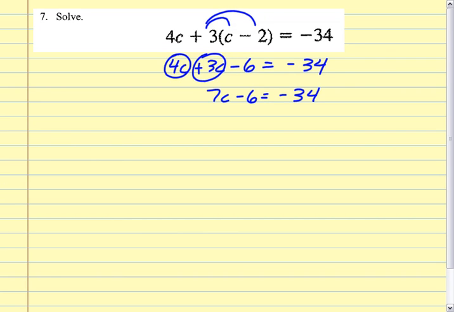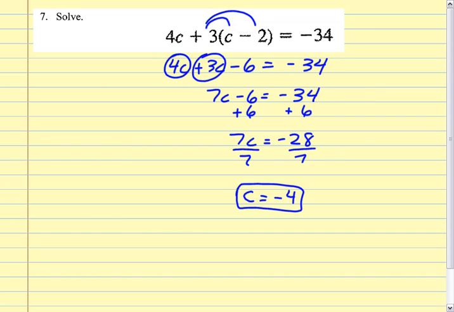And now let's cancel out negative 6. Okay. Add 6 to both sides. Add 6 to both sides, and what do I get, Parker? 7C equals negative 28. Awesome. And now we divide each side by 7. And what do I get? Negative 4. C is equal to negative 4. QED. There it is. We're done.